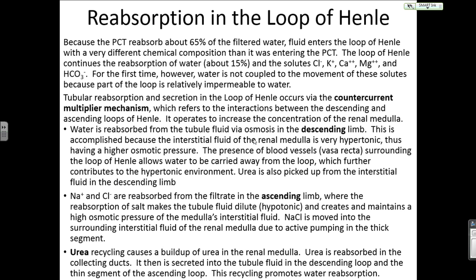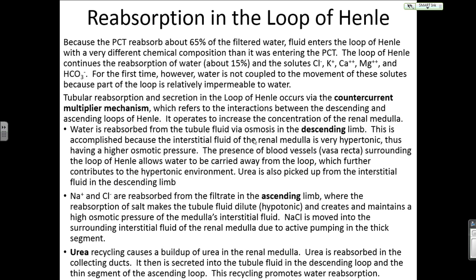A pretty complex but cool process takes place here. It's called the countercurrent multiplier mechanism, and I'll show that here in just a second. As I said, most of that water that was pulled out of the blood gets put right back into the blood in our proximal convoluted tubule, about 65% of that water. So the fluid that enters the loop of Henle is very, very different chemically than the fluid that was entering the proximal convoluted tubule from the glomerulus.